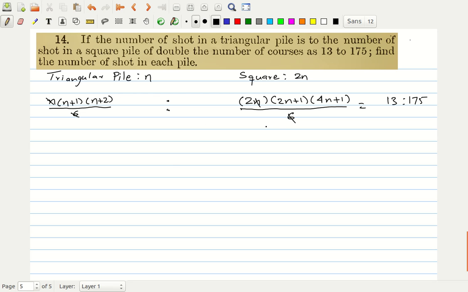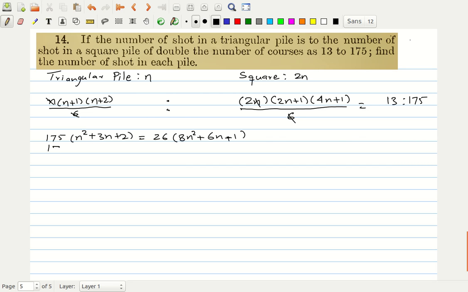So once you cross multiply, you will get 175 times n plus 1 times n plus 2, which is n square plus 3n plus 2. This is equal to 2 times 13, which is 26, times 2n times 4n, which is 8n square, plus 2n plus 4n, which is 6n, plus 1, right? And now we see that this is a quadratic equation that we have to solve.